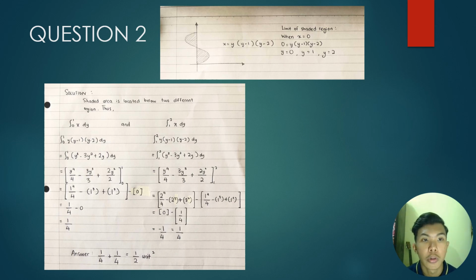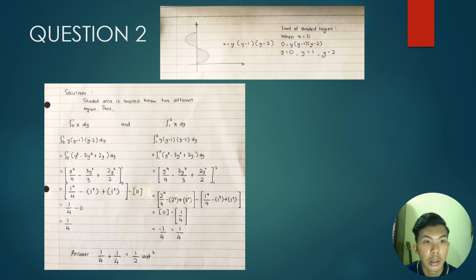And we got the solution. The shaded area is located below two different regions. Thus, integrate 0 to 1 of x dy. Integrate 0 to 1 of y(y minus 1)(y minus 2) dy.